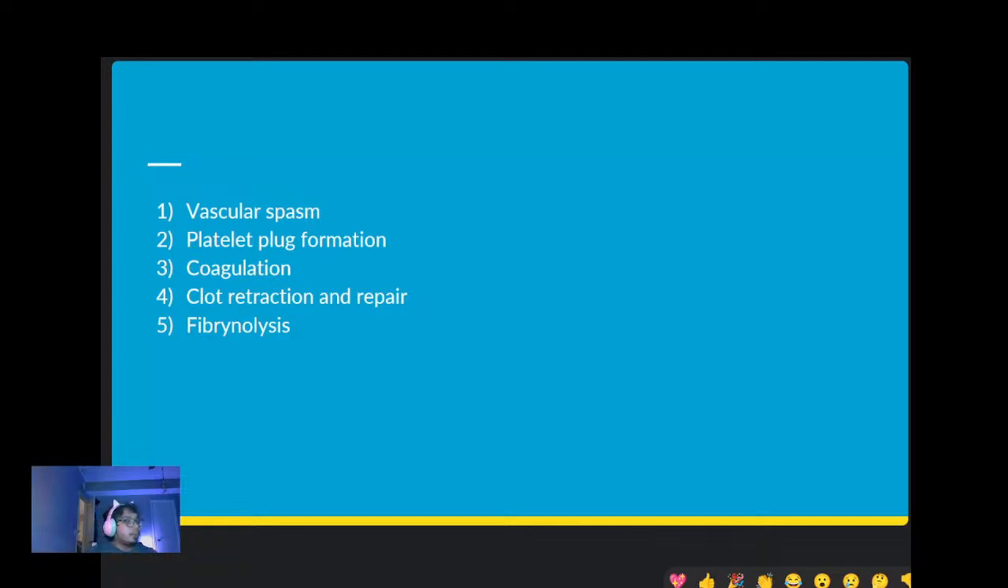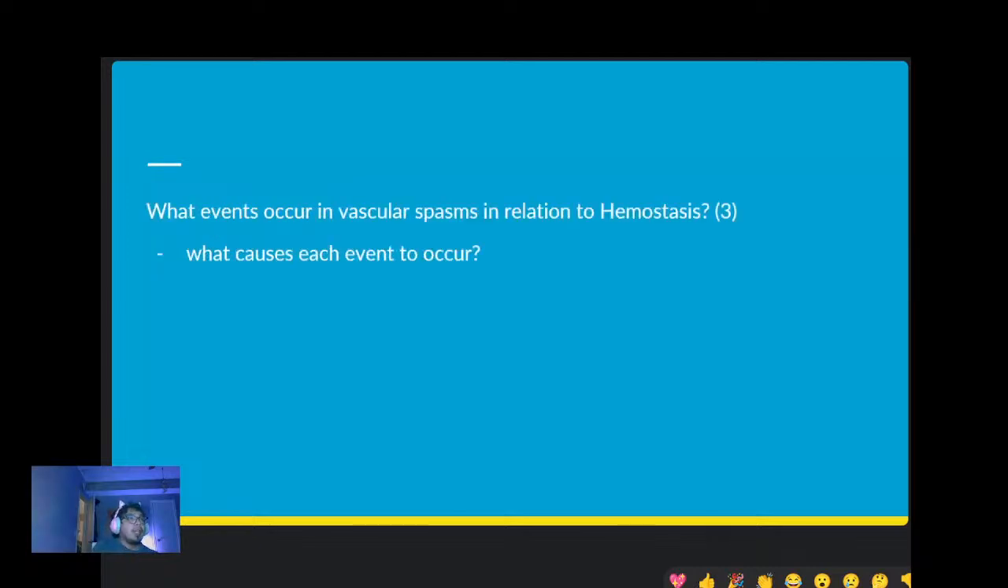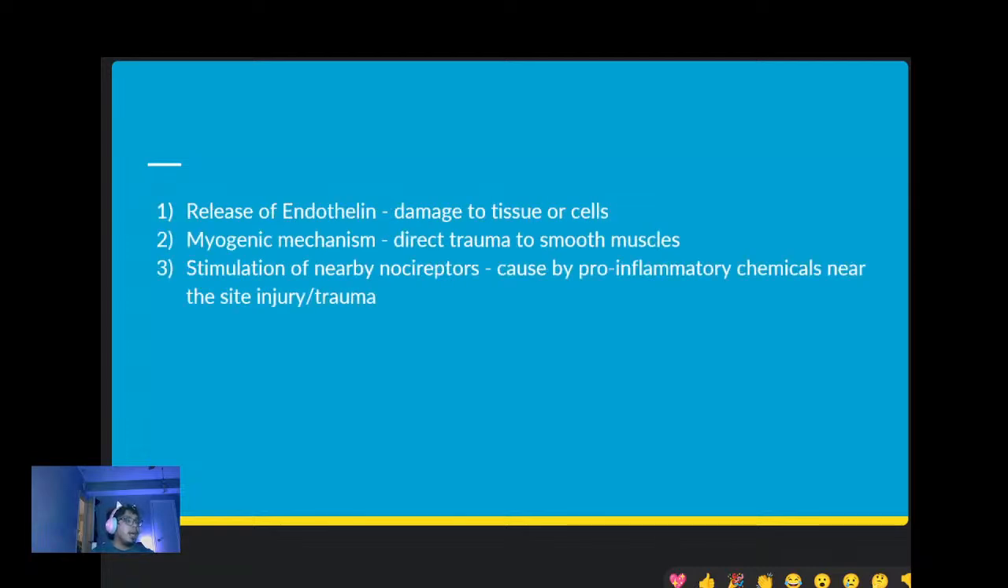Now, what events occur in vascular spasms that are related to hemostasis? There are three things that you need to remember. The release of endothelin, the myogenic mechanism, and the stimulation of nearby nociceptors, pain receptors. Why do we have bleeding? Well, of course, there's going to be tissue damage. That's the reason why endothelin will be released. Damage to tissues and cells.